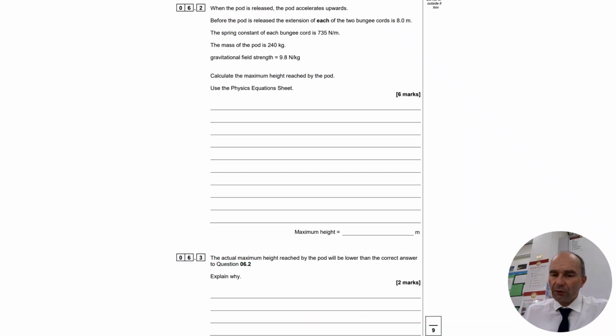Right, so then on 6.2 we need to do a bit of math. So when the pod is released, the pod accelerates upwards. Before the pod is released, the extension of each of the 2 bungee cords is 8 meters. The spring constant of each bungee cord is 735 newtons per meter. Now we've got the mass of the pod, which is 240 kilograms, and the question is always going to give you gravitational field strength, which is 9.8 newtons per kilogram. We've got to calculate the maximum height reached by the pod. And again, it's telling us to use the physics equation sheet.